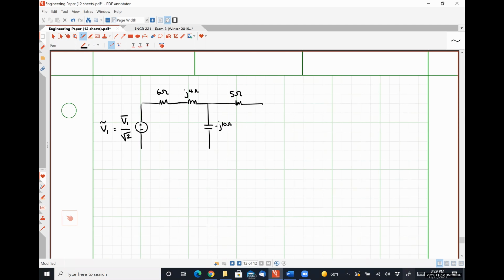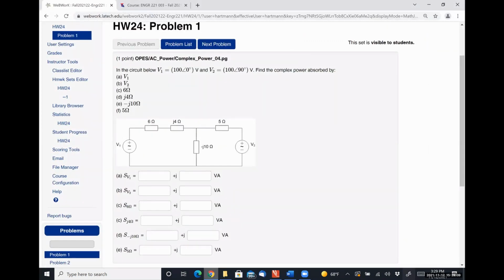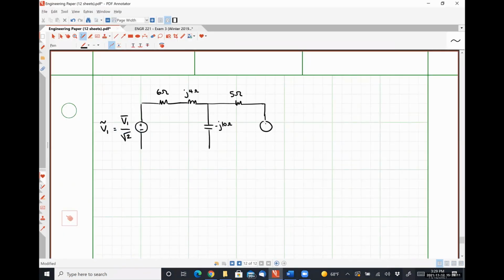Five ohm inductor. And probably a voltage source over here as well. So this would be V2 over square root of 2, which I will call V2 RMS phasor. All right, so we're going to work this problem almost identically to the problem that Christy asked about earlier.